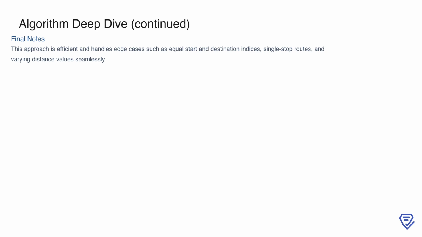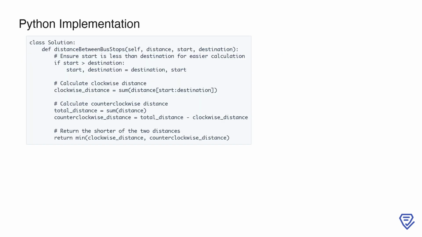in minimal time. This solution calculates the shortest distance between two bus stops on a circular route. The function distance_between_bus_stops receives three inputs: distance, a list where each element represents the distance between consecutive stops; start, the index of the starting stop; and destination, the index of the ending stop. First, the code ensures start is less than destination. This simplifies the computation by allowing us to directly calculate the clockwise distance using slicing. If start is greater than destination, their values are swapped.